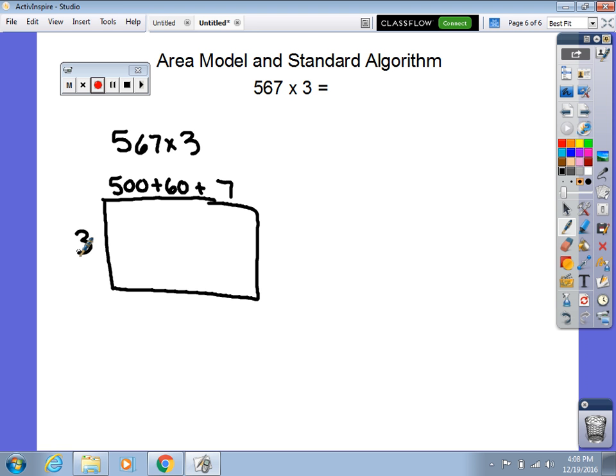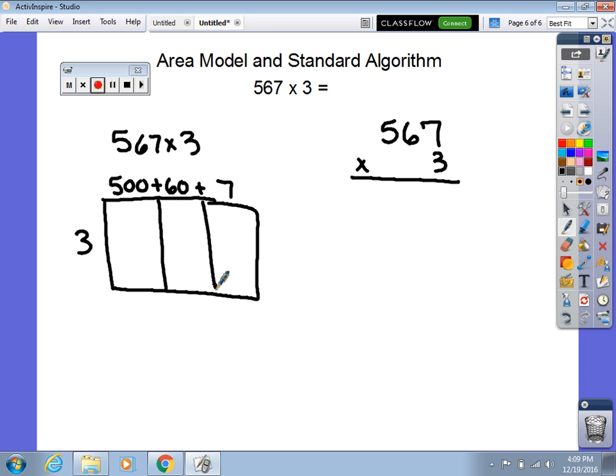Now when I use the standard algorithm, which is the way that most of the parents and grandparents learned it, just like I did, we just write it vertically instead. And again, we want to make sure that our ones are lined up so that we get our calculations correct.